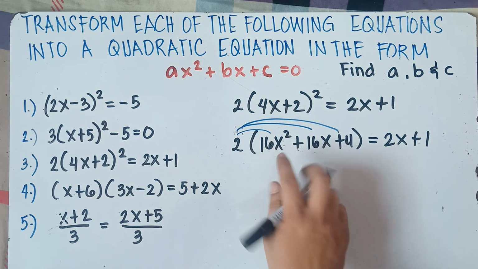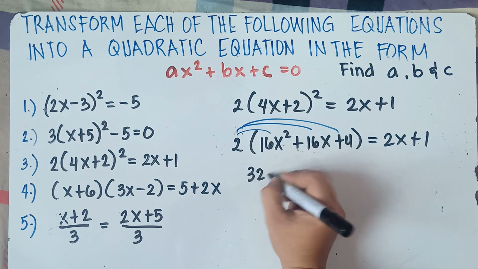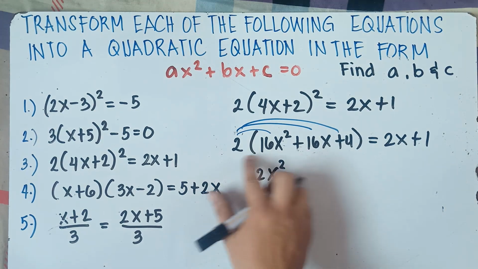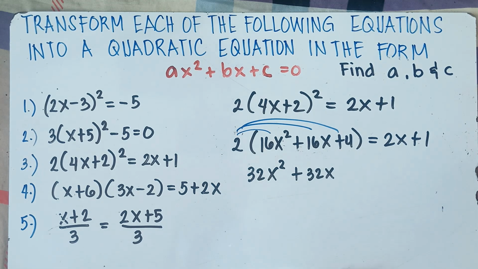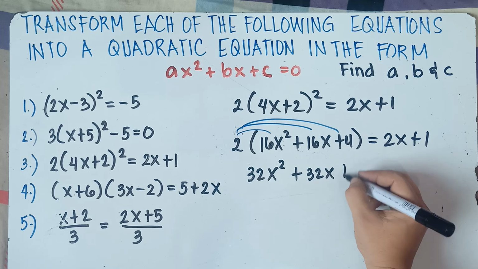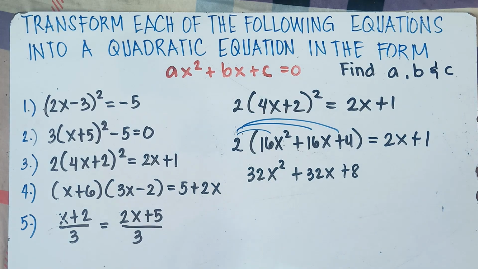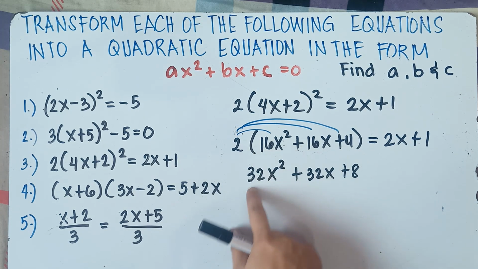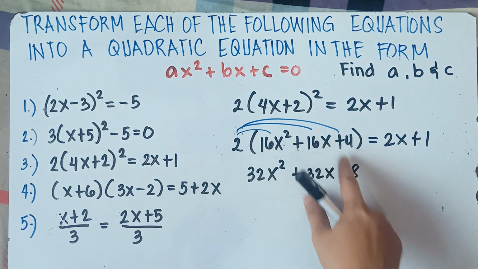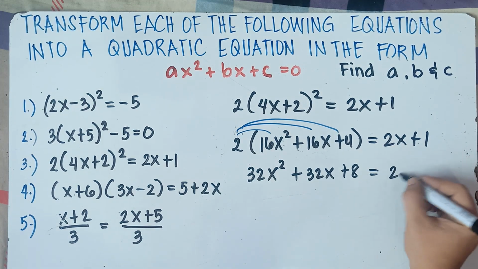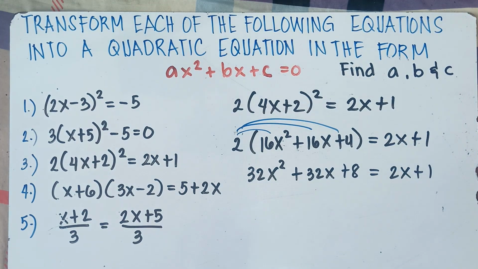So 2 times 16x squared, that would be 32x squared. 2 times 16x, that would be positive 32x. Then 2 times 4, that's positive 8. Alright, once again, distribute. 2 times 16, 32, copy x squared. 2 times 16x, that's 32x. 2 times 4, that's positive 8, equals 2x plus 1. And then we transpose this one.